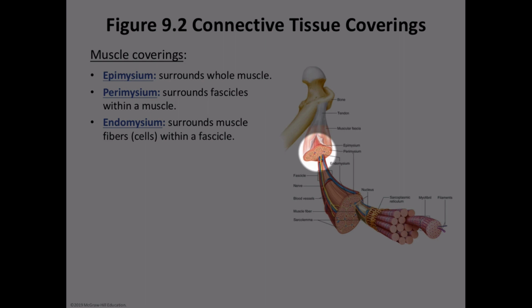And then even smaller would be the endomysium. The endomysium is what separates each individual fiber itself. So again, that is what makes up the connective tissue covering of muscle.